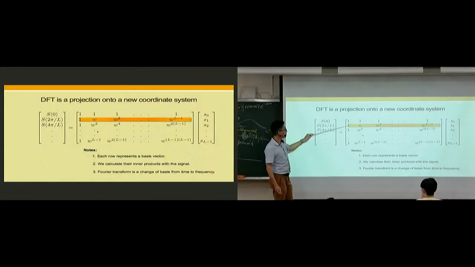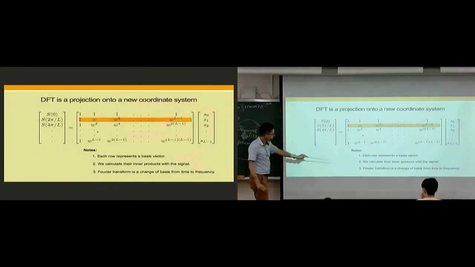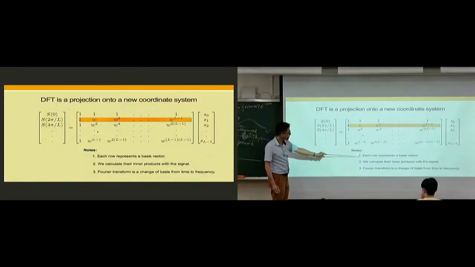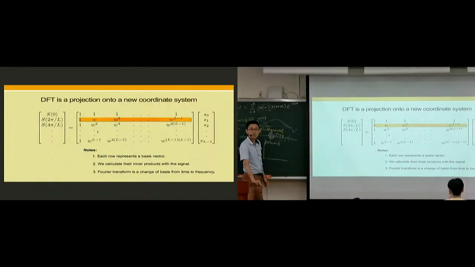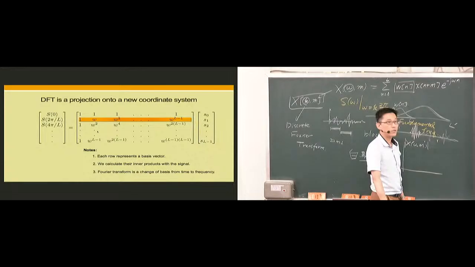Or should I say calculate the sum? Because inner product is a projection. And the result being the spectrum at the first frequency. And we have a few notes right here. Each row represents a basis vector, and we calculate their inner products with the signal. The Fourier transform now apparently is a change of basis from time to frequency. It's a change of coordinate. It's a projection onto a new coordinate system. And that's what it means to go from time to frequency in terms of linear algebra.